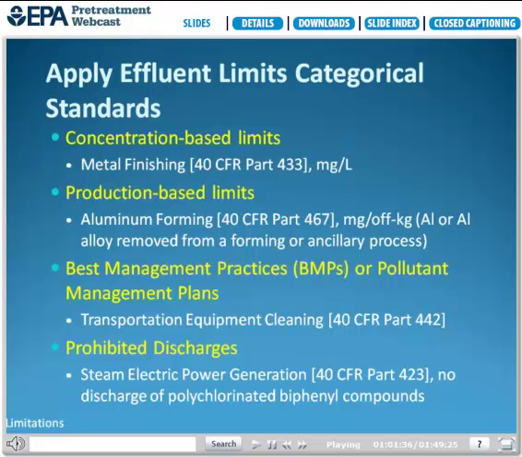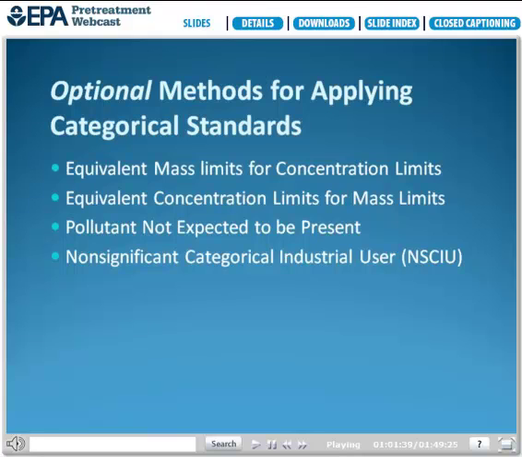The optional methods for applying categorical standards include equivalent mass limits, equivalent concentration, pollutants not present, or non-significant categorical users. These methods were part of the streamlining regulations that were put into place in October of 2005. Before the control authority can implement any of these options, first it must be in your legal authority and allowed under your state law.